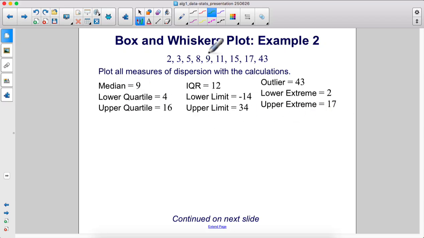So the median is 9. The average of these is 4, so that's going to be our lower quartile. The upper quartile will be the average of those, which is 16. Our lower limit, remember, this was to find our outliers. We already did that. We have one outlier here. We have a lower extreme of 2 and an upper extreme of 17, because we don't include the outlier.